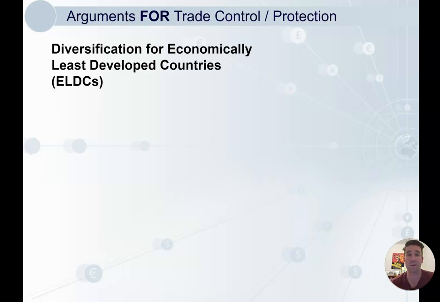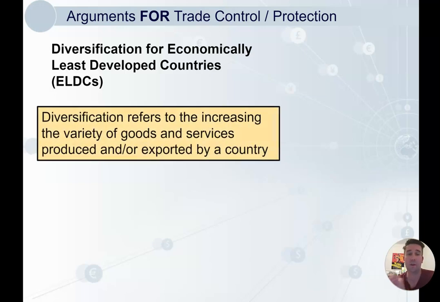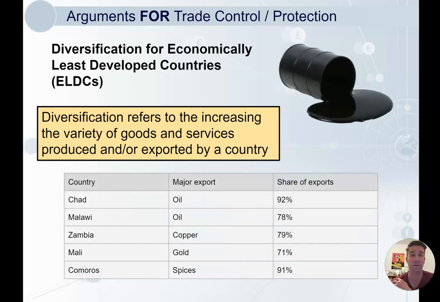Economically less developed countries, they do need to diversify their industries, and trade control and protection can help. So diversification, they want to increase a variety of goods so that they're not reliant on the price of one good for determining the fortunes of the country. Because in Africa, where a lot of the poorer countries are, they're majorly reliant on one export. So Chad, 92% of their exports are oil. Malawi, 78% oil, and so on, right?